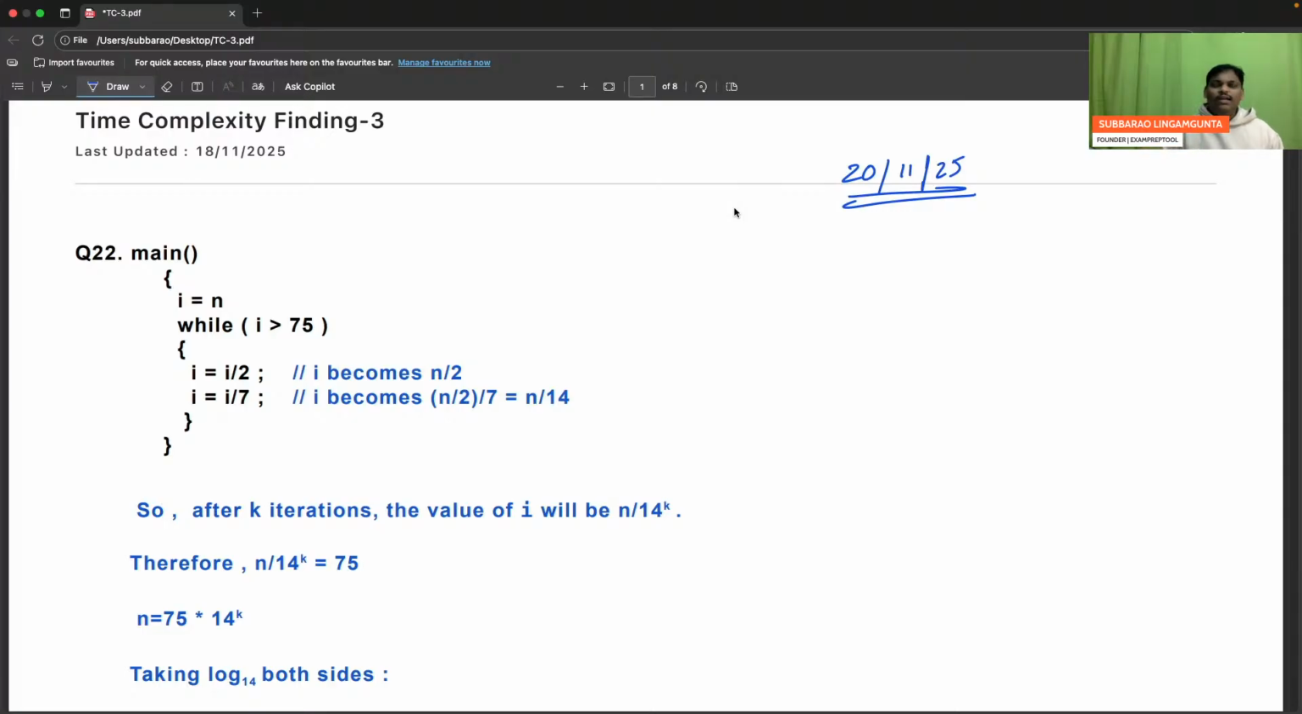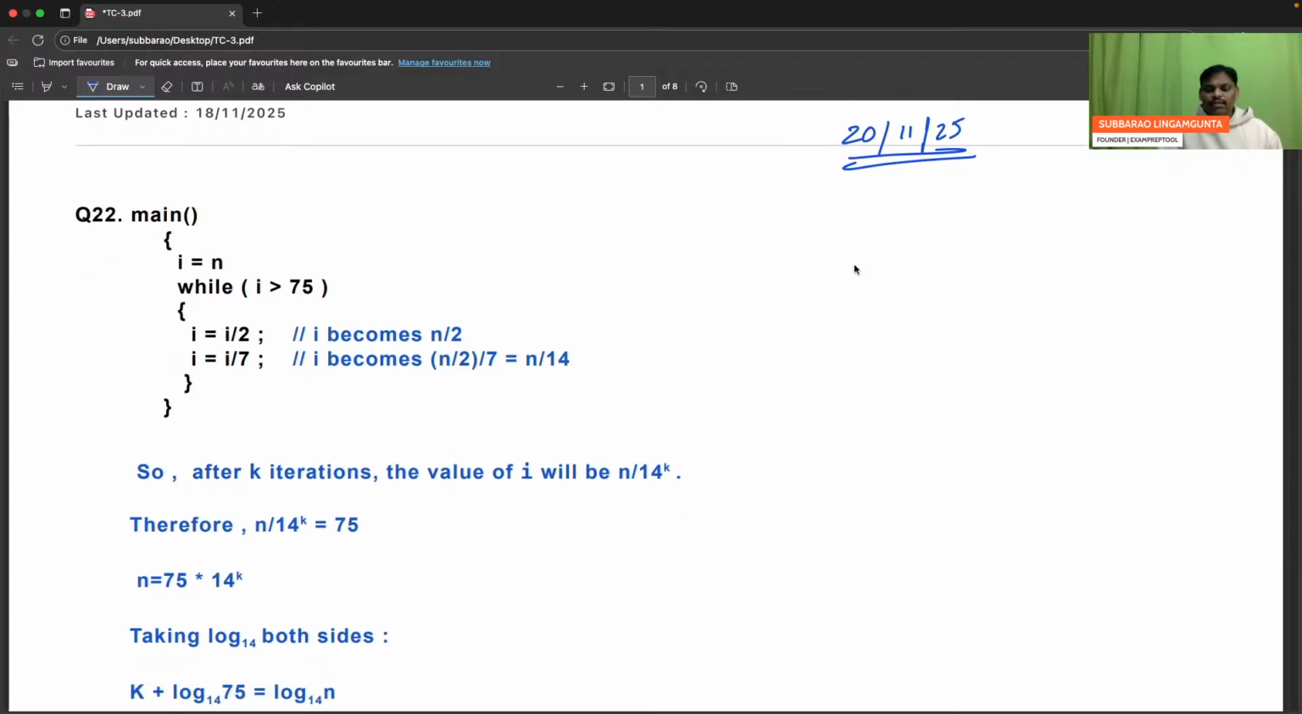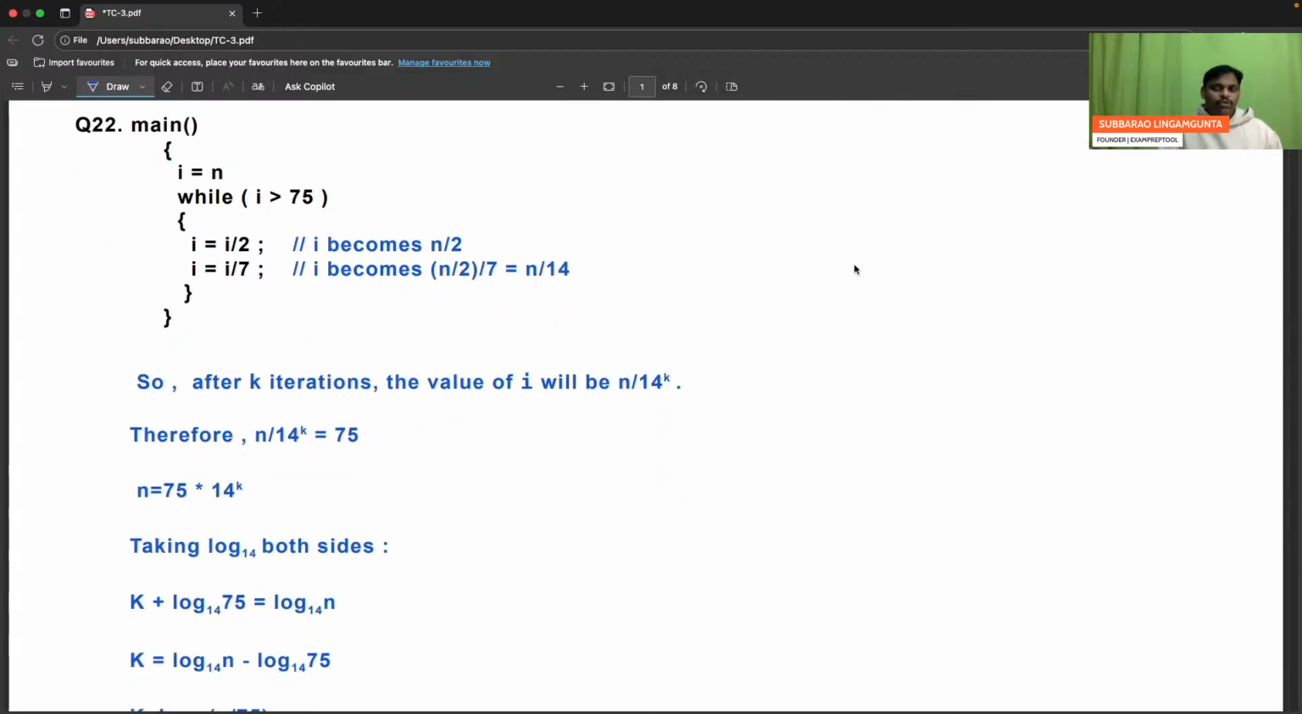I think every class is approximately 45 minutes to 1 hour. Within 2.5 hours, you will get the total time complexity. Let's complete today's class. 20, 11, 25. I'm starting now. Today, question number 22 is the starting one. Let's start.